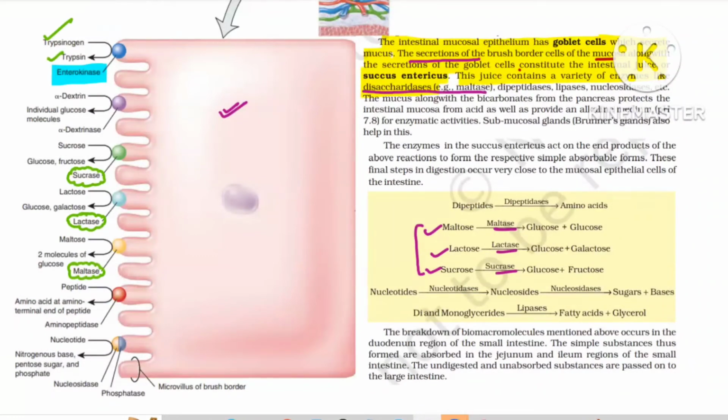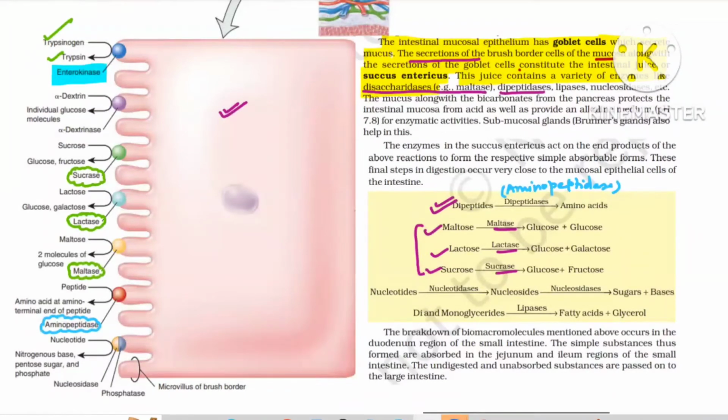Then see, it also contains dipeptidase, which is going to break down dipeptides into amino acids. So you can see in the diagram, this dipeptidase is aminopeptidase, because carboxypeptidase is present in the pancreatic juice, and here the dipeptidase present is aminopeptidase, which is going to break down.